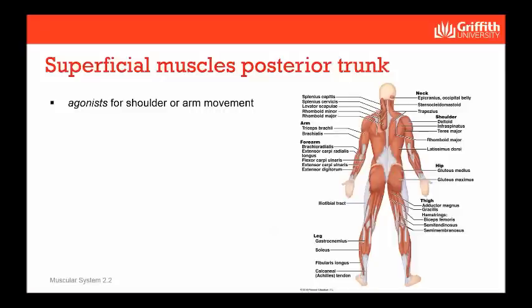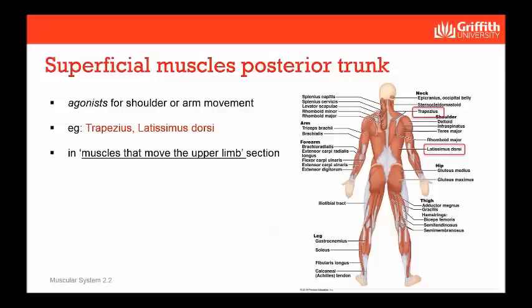The most superficial muscles on the posterior trunk are agonists for shoulder or arm movement. Two of the major superficial trunk muscles include trapezius and latissimus dorsi. We won't cover these muscles at this point, as they will be discussed in the muscles that move the upper limb section in the next mini-lecture in this module.